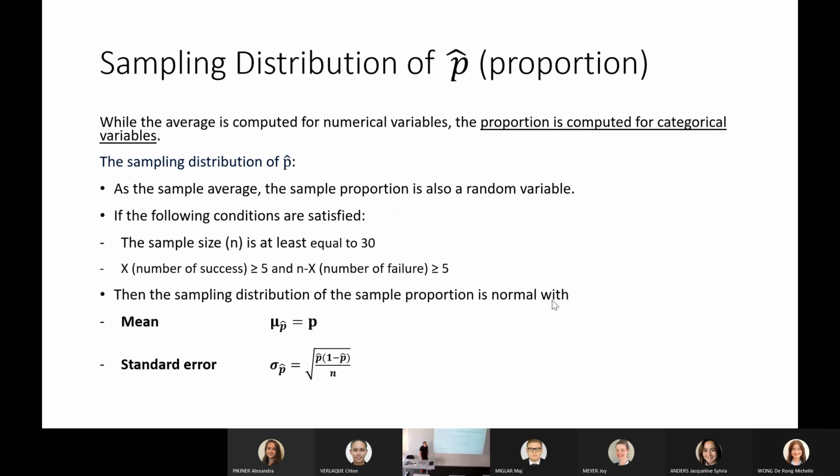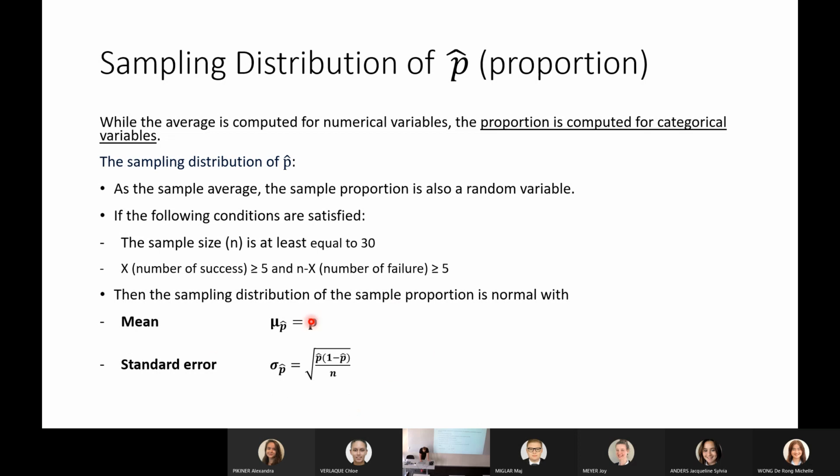Then we have the sampling distribution of proportion. The proportion is a random variable, but we have to satisfy one more condition here. It's not enough that we have 30 answers. We need to have at least 5 p's and at least 5 1 minus p's, plus n must be more than 30. For the mean, we will once again say that the mean of the proportion is the proportion of the population, and the standard error is calculated a bit differently.